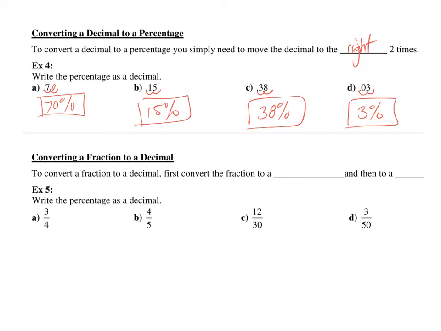All right, and the next one, converting a fraction to a decimal. To convert a fraction to a decimal, first convert the fraction to a percentage, and then to a decimal. This isn't that difficult to do. Just take it step by step. So I have to multiply this one by 25, top and bottom. So I get 75 over 100. Okay, so I get 75%. And now once it's in a percentage form, I just move the decimal over twice, and I get my decimal form.